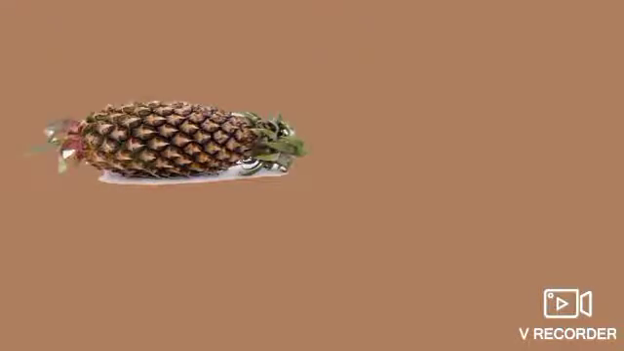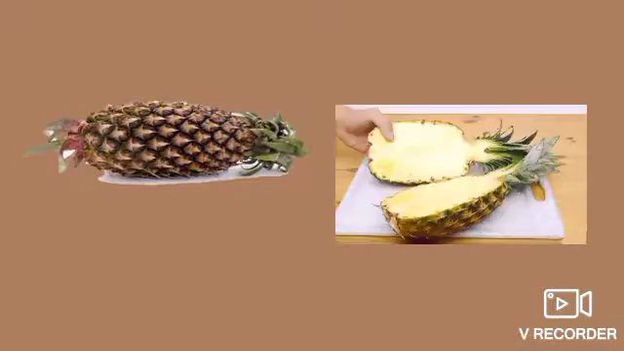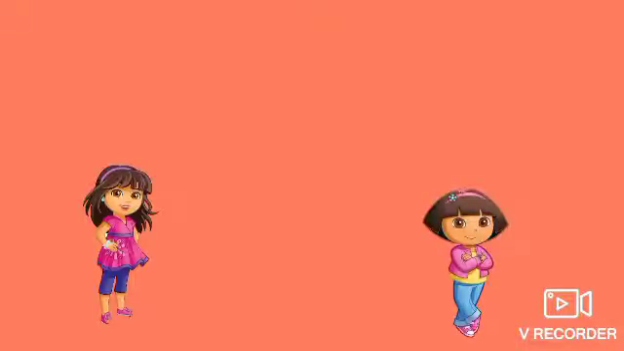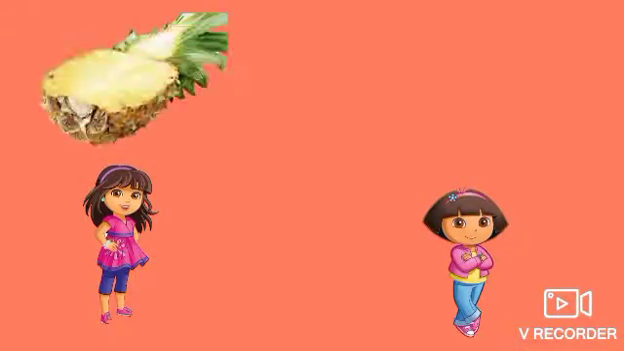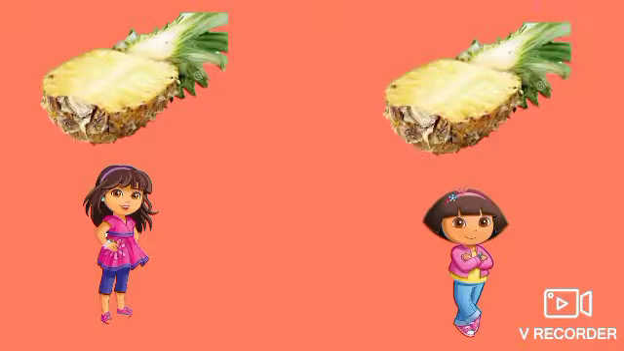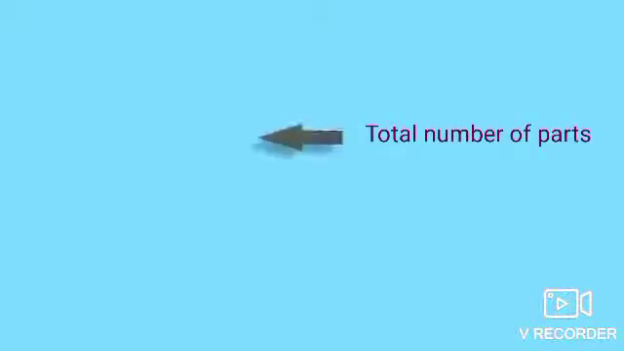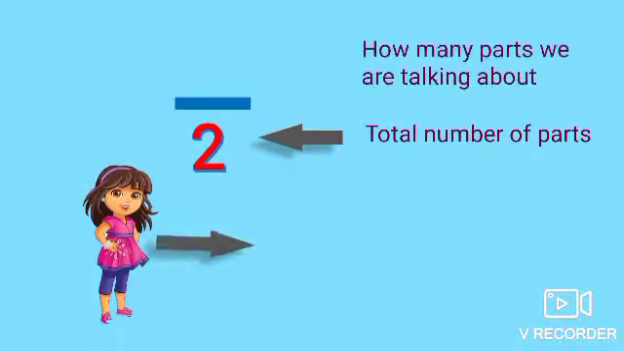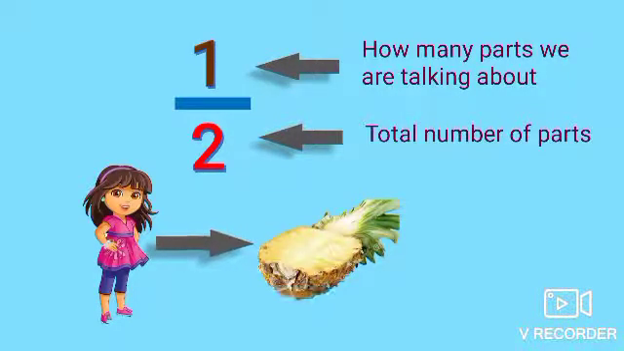Let us take the example of this pineapple. Cut into 2 equal parts, again distributed between Rani as well as Alia. Each one got one piece. So again the total number of parts is 2 and Rani got only 1 part. So how many parts are we talking about? Again 1. So here the fraction is 1 upon 2.